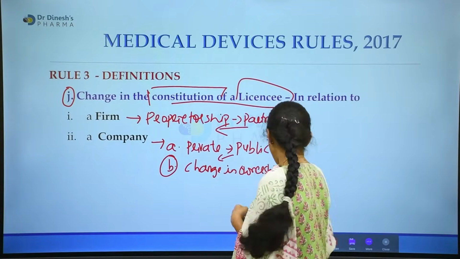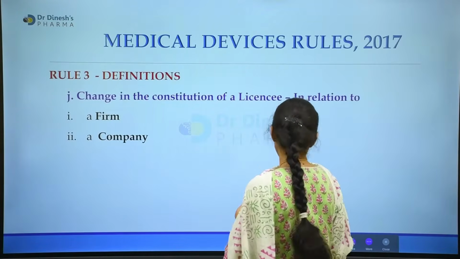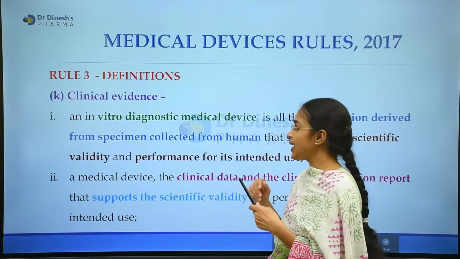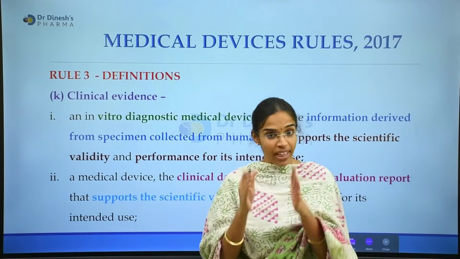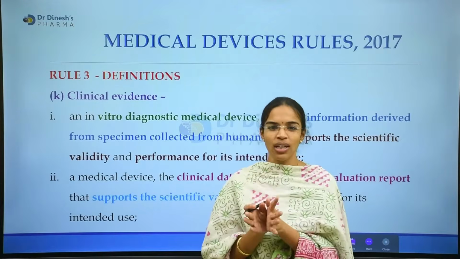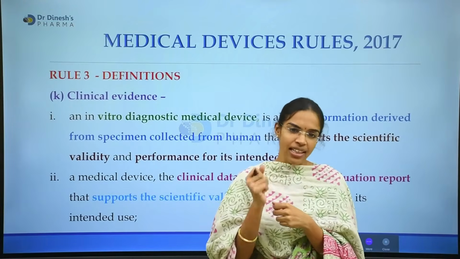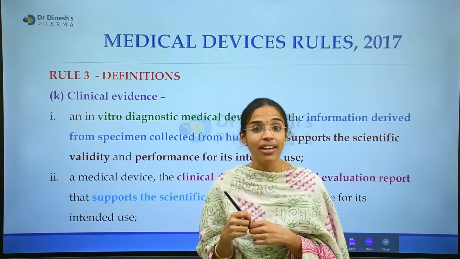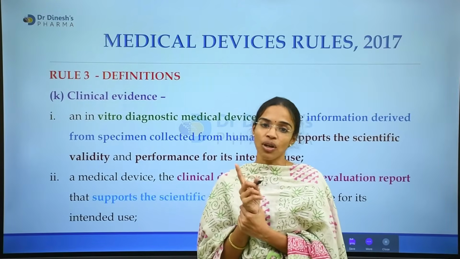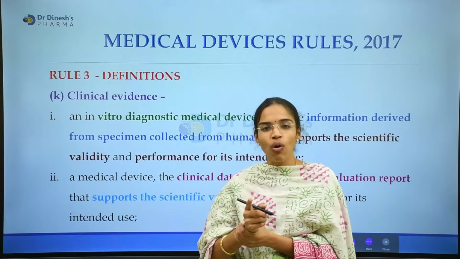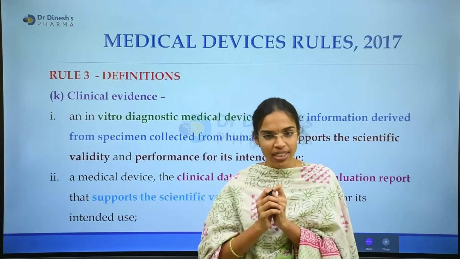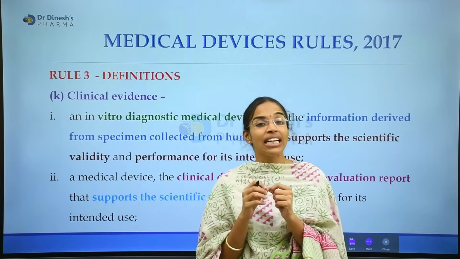Okay, so this was about Rule 3J, and moving forward we will see Rule 3K. Very important. 3J was not that important, so we just moved it away. Rule 3K is very important from the MDR 2017 point of view. What is clinical evidence? The definitions we are seeing are under Rule 3, and in this we have clinical evidence.